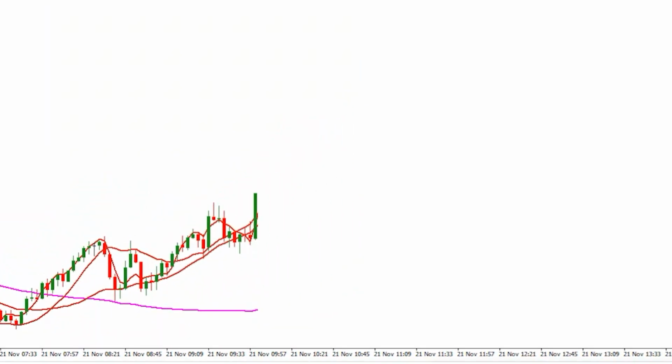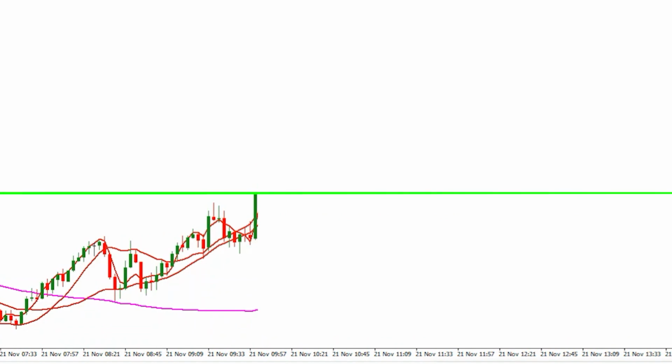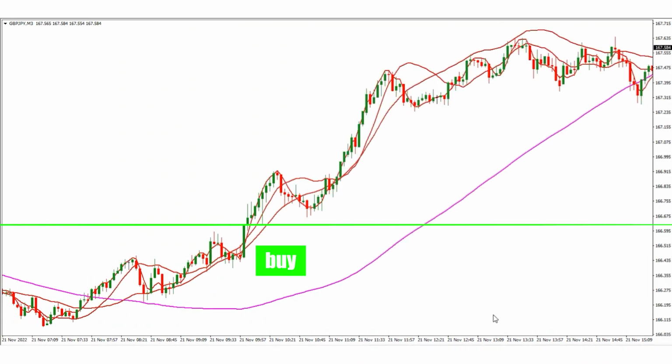And finally, we need to make sure that our influence line is sloping in the right direction. As you can see, it's beginning to roll over. Identify the exact bar to enter from. We'll put in our buy order here, and as you can see, the market moved on up.